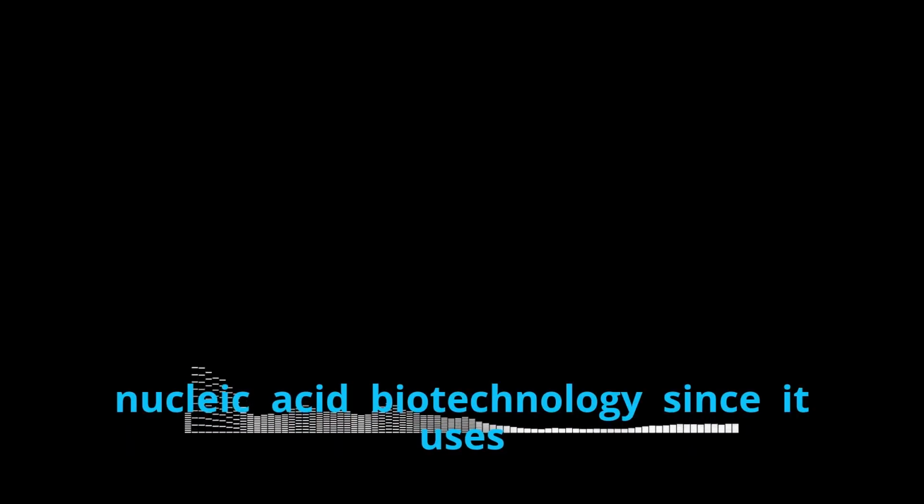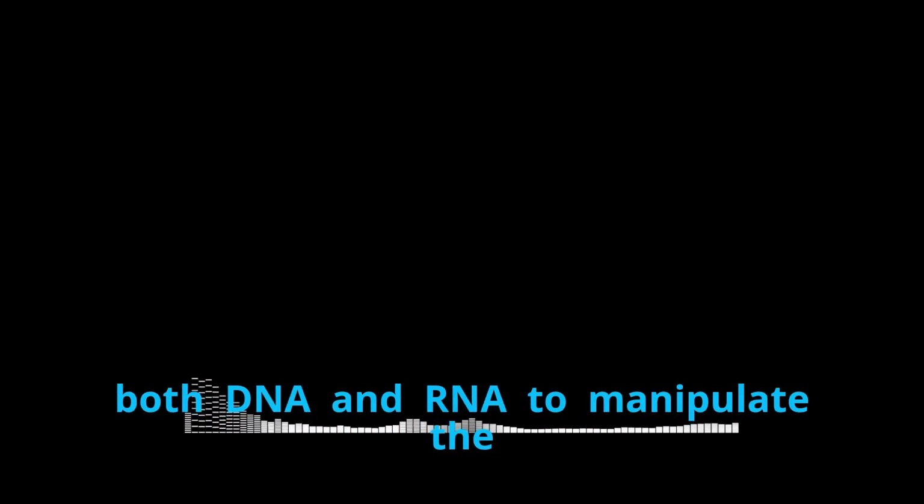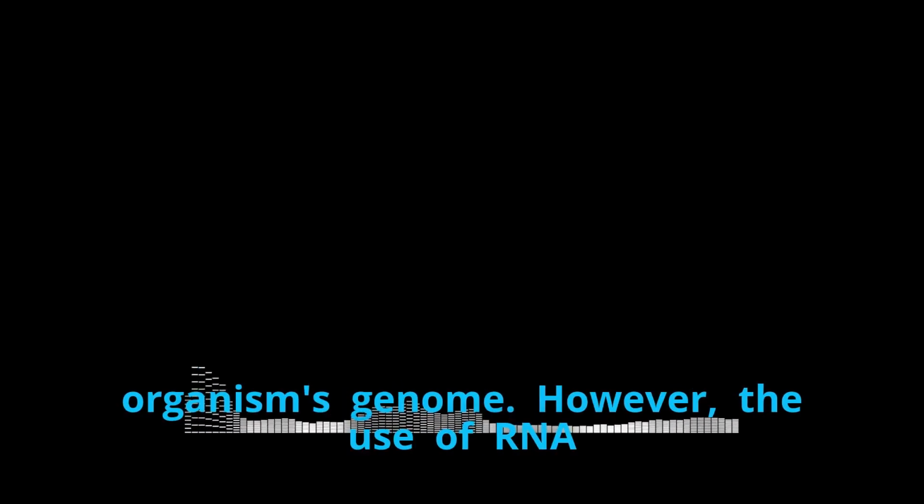Gene technology refers to the molecular techniques, procedures, or methods used to manipulate the DNA of organisms and thus their proteins to obtain the desired outcome. The desired outcome can be study purpose, like for research, or utilization due to applicability of the formed protein. It is also known as nucleic acid biotechnology since it uses both DNA and RNA to manipulate the organism's genome.